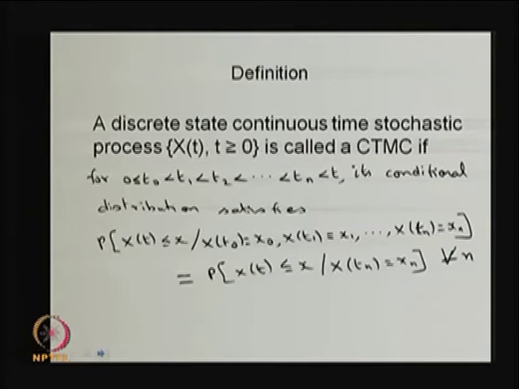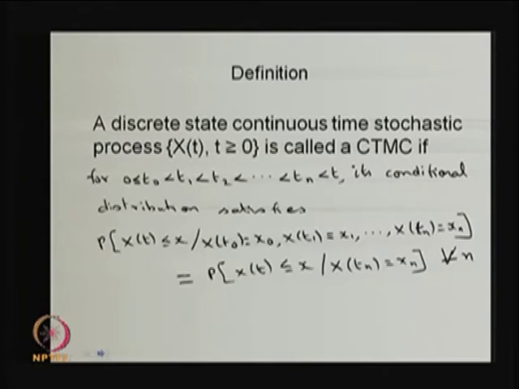That means at t0 you have X(t0), which is a random variable. At t1, X(t1) is a random variable. Similarly, at tn, X(tn) is a random variable. You have n plus 1 random variables. With these given, that means they have already taken some values x0, x1, up to xn respectively, and you are finding the conditional CDF for the random variable X(t). So, that means you have n plus 2 random variables taken at the arbitrary time points t0 to tn as well as t.